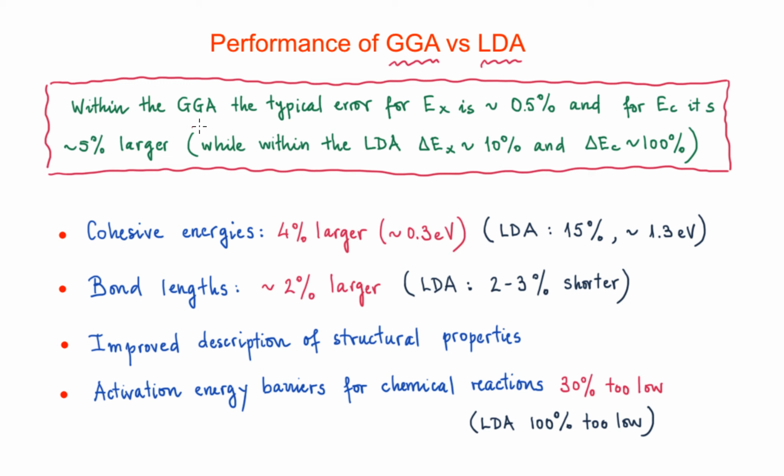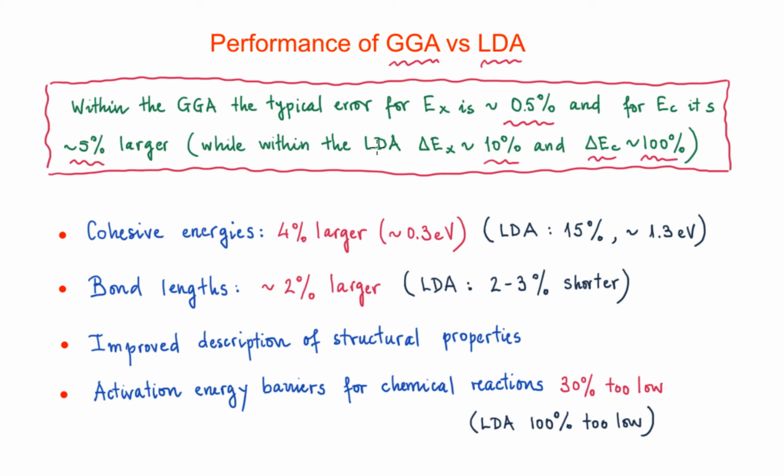So within the GGA, the typical error we have for the exchange energy is around 0.5 electron volts, and for the correlation energy, it's around 5% larger. Actually, the value of the correlation energy is usually much smaller than the value of the exchange energy. However, do you remember which errors we were making within the LDA? They were much bigger. The error within the LDA for the exchange energy was around 10%, and the error for the correlation energy was around 100%. So as you can see, there's a huge difference.